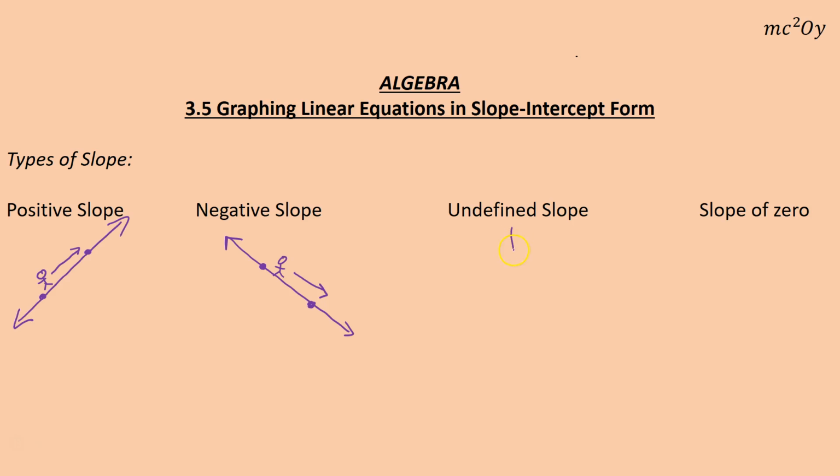Undefined slope means you have a line that is straight vertical. In other words, if I had a point up here and a point up here, notice I don't have any run to it. I only have rise. So my rise would be some number over my run, which would be 0. Anytime you divide something by 0, you get what's called undefined slope.